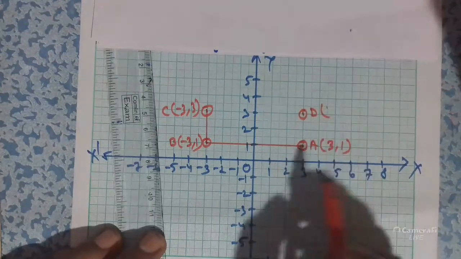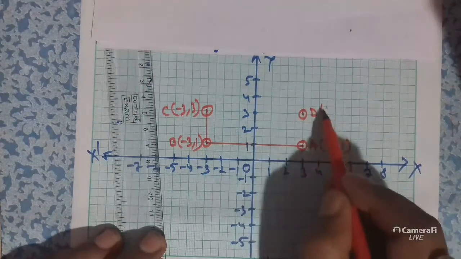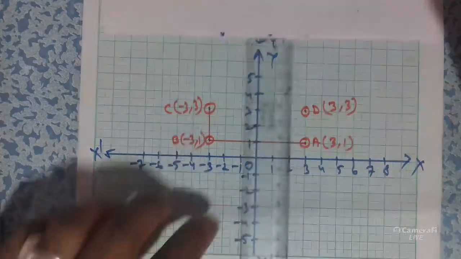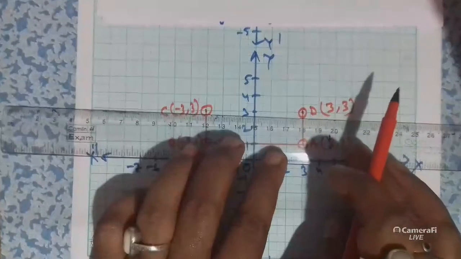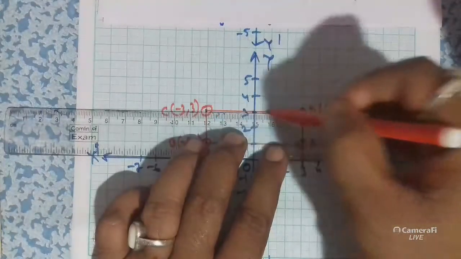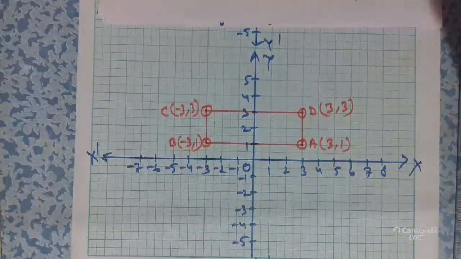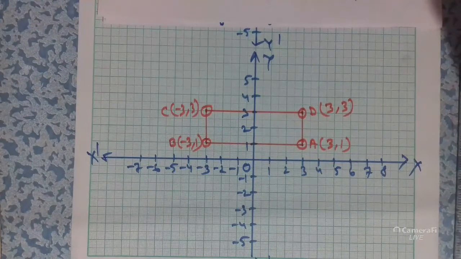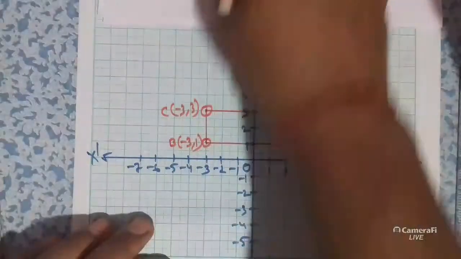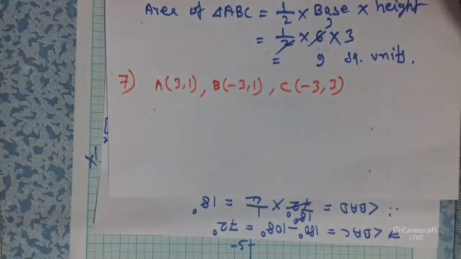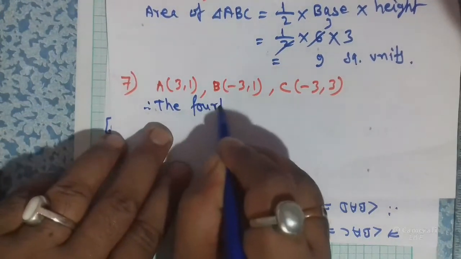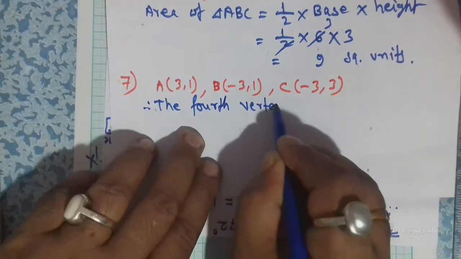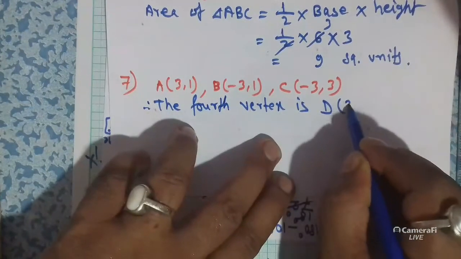So it will be D, it is 3. So x is 3 and y is 3. So D (3, 3) is the fourth vertex. Now join all the sides. Okay, so the first question is find the coordinate of the fourth vertex D. So here we have to write therefore the fourth vertex is D (3, 3).